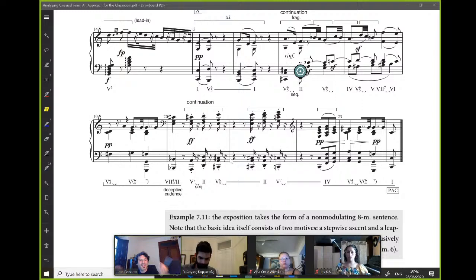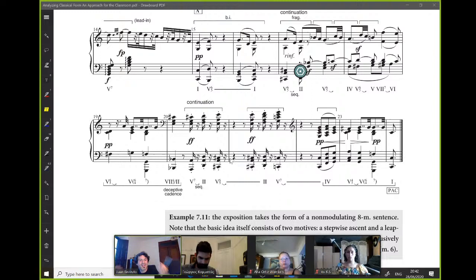But this goes a bit further. It's not that we have to oblige it. It naturally doesn't have a cadence because the concept of basic idea is non-cadential. You shouldn't have a cadence on the basic idea if it's well written. The basic idea. Okay.